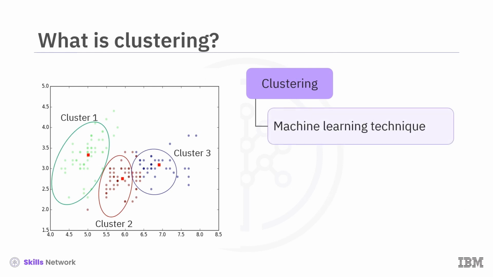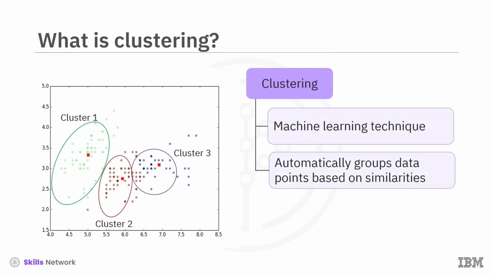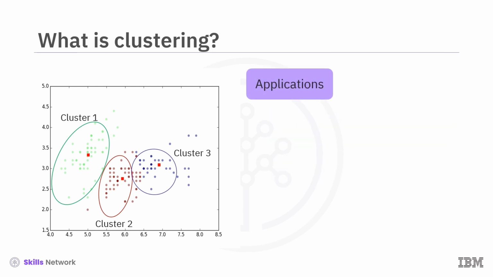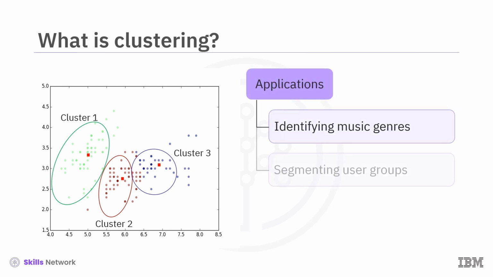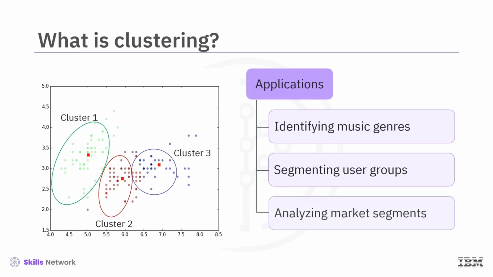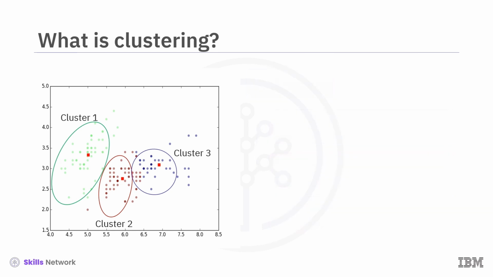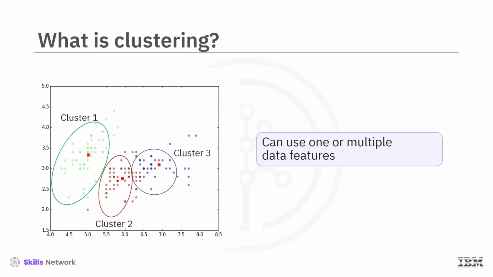Clustering is a machine learning technique that automatically groups data points into clusters based on similarities. Clustering can be applied in various scenarios, such as identifying music genres, segmenting user groups, or analyzing market segments. This method can use just one feature or multiple features in data to form meaningful clusters.